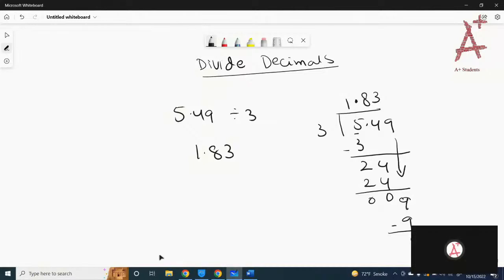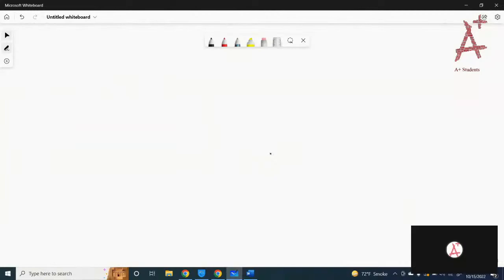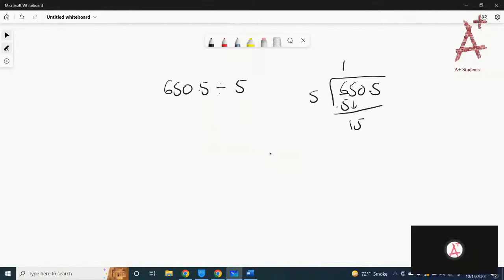Okay, let's start with another example. The next example is 650.5 divided by 5. So let's just start dividing. Let's start with the first digit. We can go for 5 times 1. 5 times 1 is 5. 6 subtract 5 is 1. Bring the next digit down. Now count the table of 5 until 15. So 5 times what number is 15? 5 times 3 is 15.